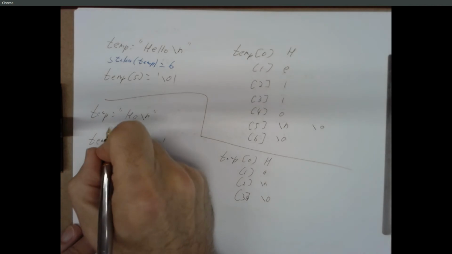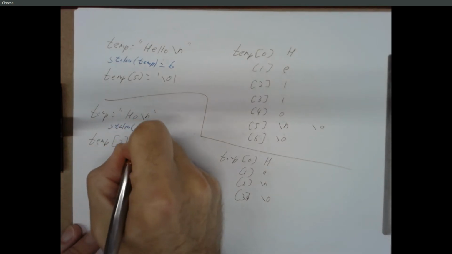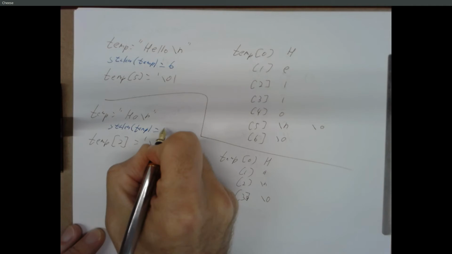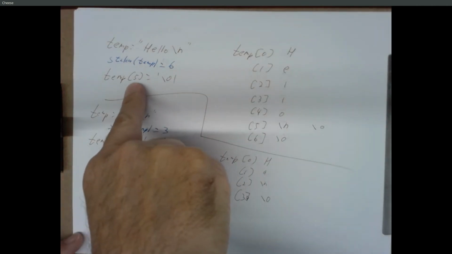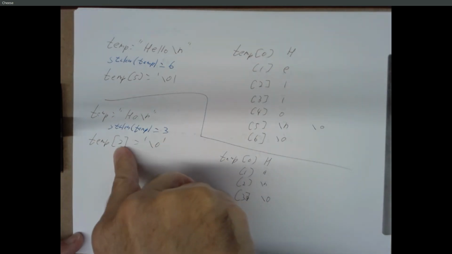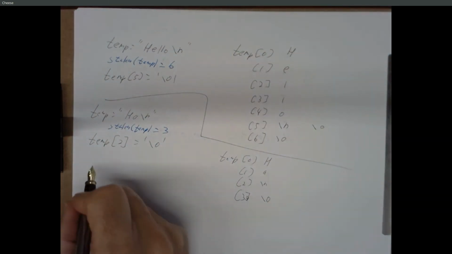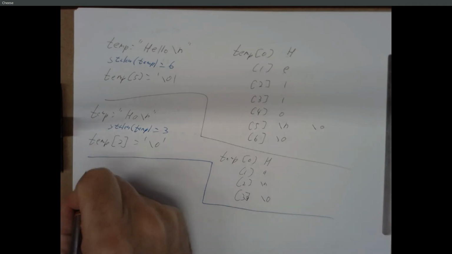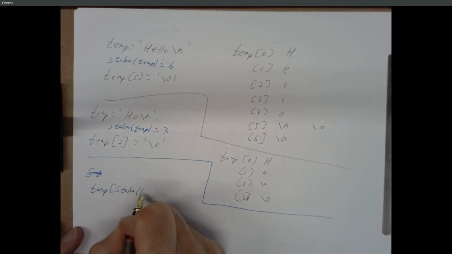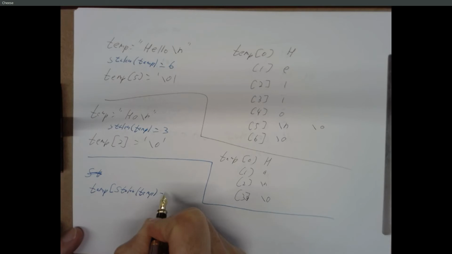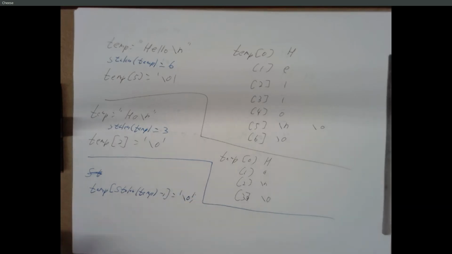So if temp is ha with a new line, strlen of temp is equal to 3. So if string length was 6, we want to zero out element 5. If string length was 3, we want to zero out element 2. Let's generalize. That's what makes humans successful in general. Let's just set strlen of temp minus 1 equal to the null terminator.